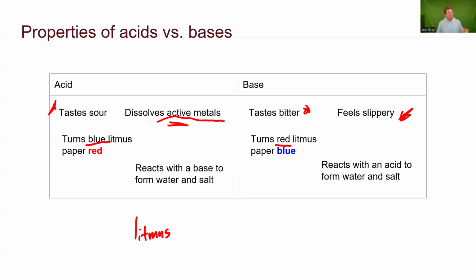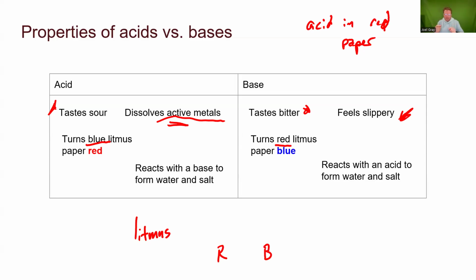Go ahead and add to the chat. What color do you think red litmus paper will be in an acid? Add R for red or B for blue. You take an acid in red paper. You got a vote for red.